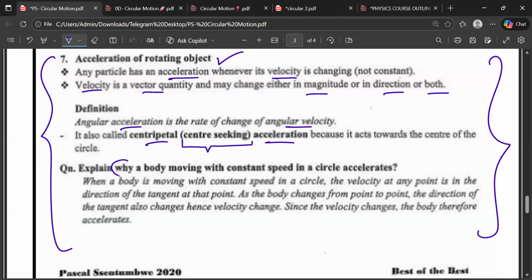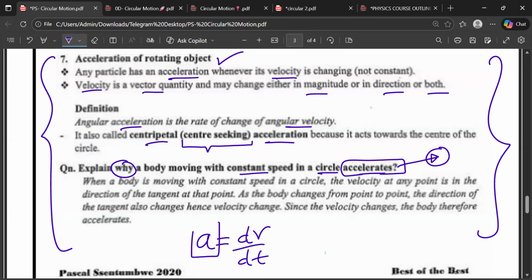So they are saying, explain why a body moving with a constant speed in a circle accelerates. Every time in physics they ask us why something accelerates, just explain why something's velocity is changing. Remember, acceleration is the rate of change of what? Velocity. So when they ask you why is something accelerating, you just tell us why its velocity is changing. And how do you write?